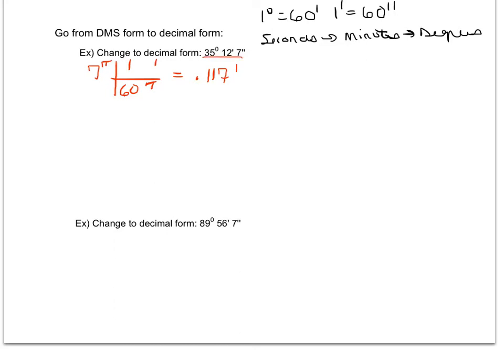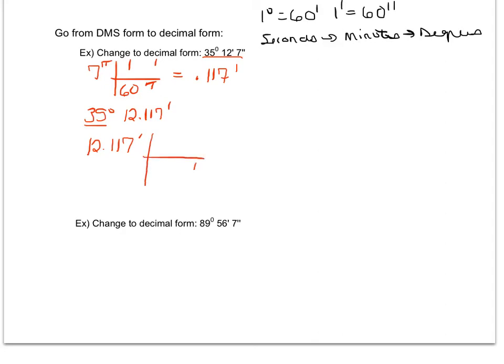Okay, so now let's reevaluate the information I have. Now, instead of saying I have 35 degrees, 12 minutes, and 7 seconds, I can say I have 35 degrees and 12.117 minutes. But I want the whole thing to be a decimal. I don't even want those minutes. So I'm going to go ahead and take my minutes. And if I change my minutes to degrees, I can combine those with the current 35 degrees I have, to be one answer in decimal form.